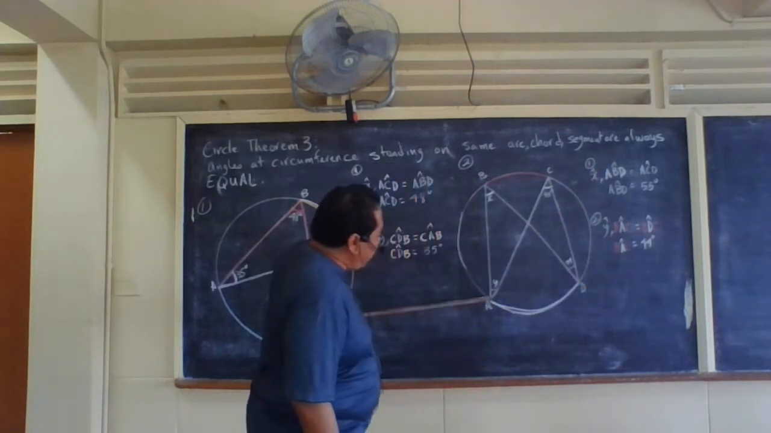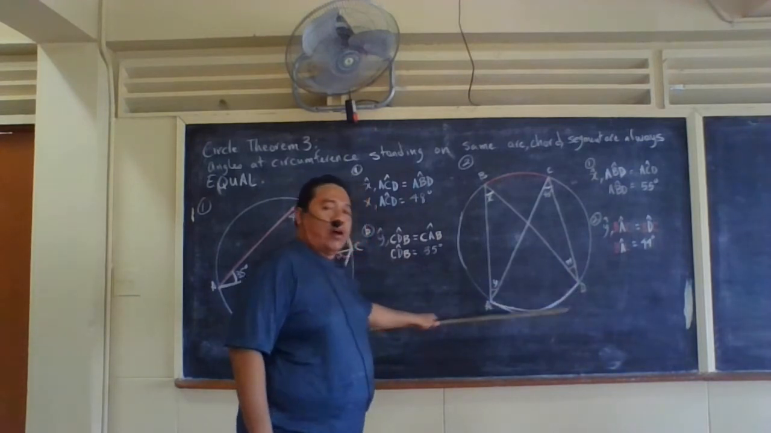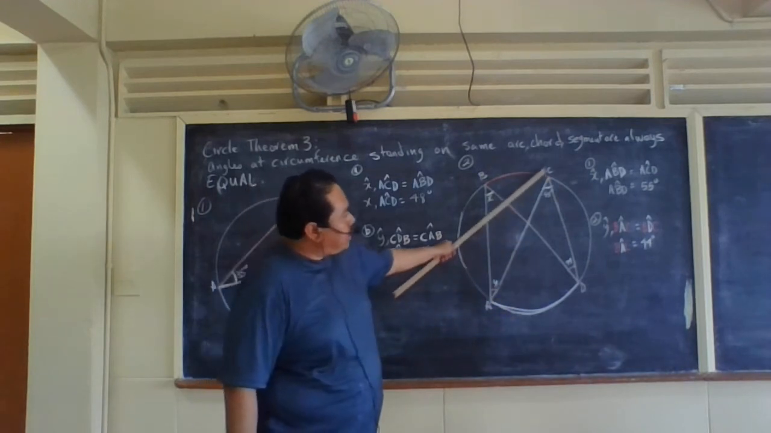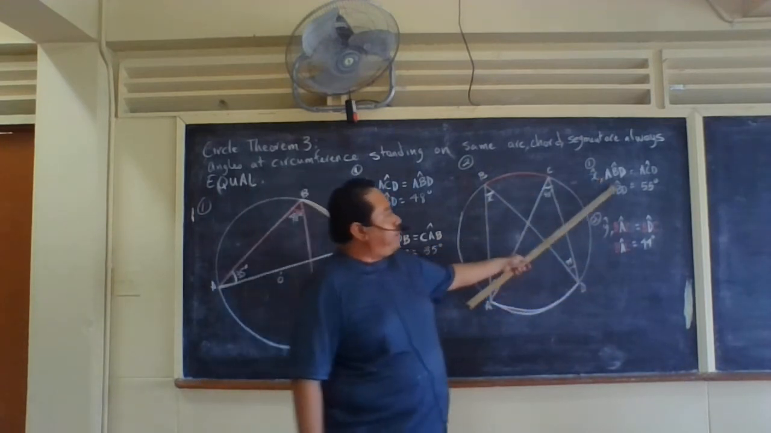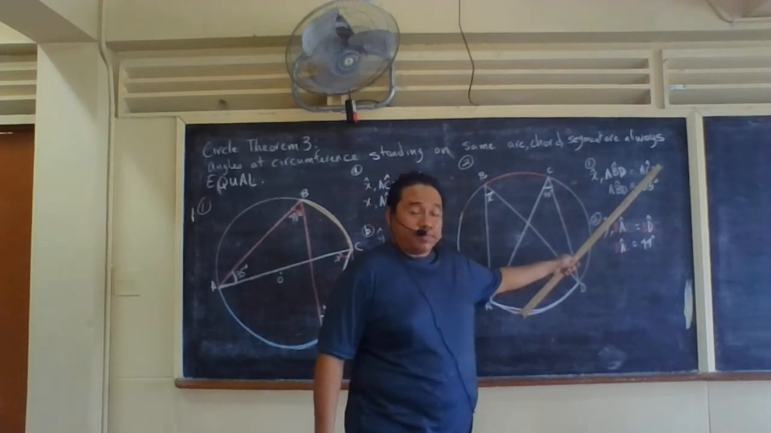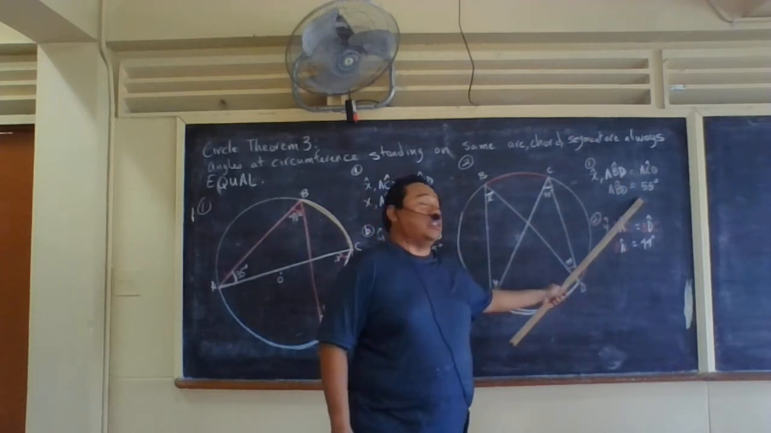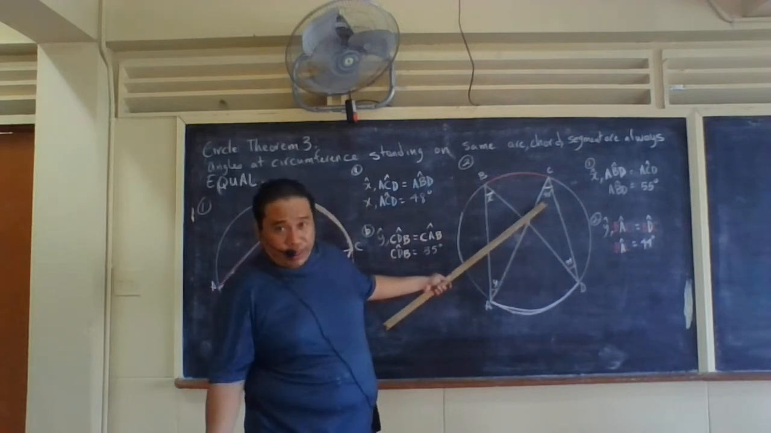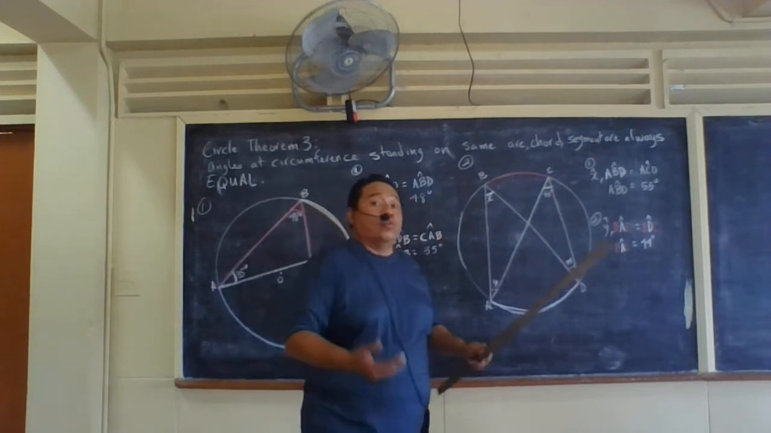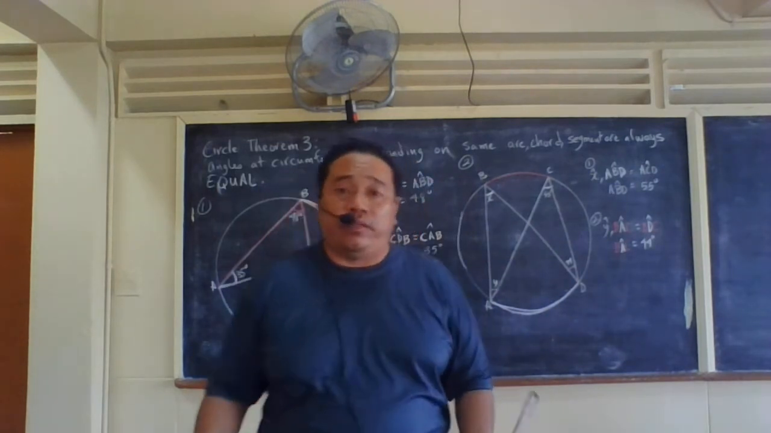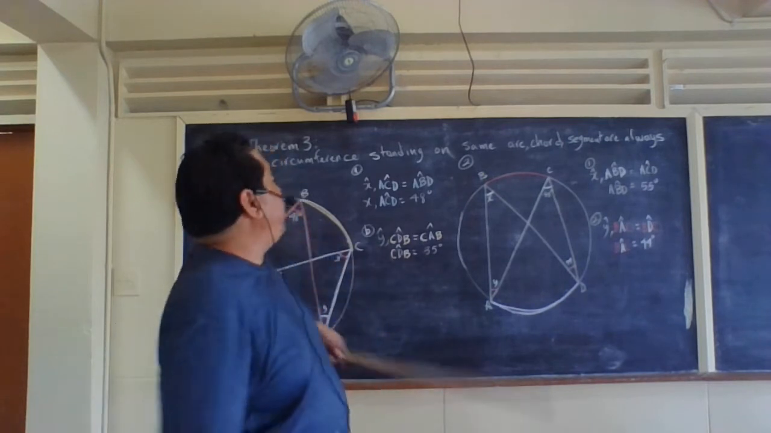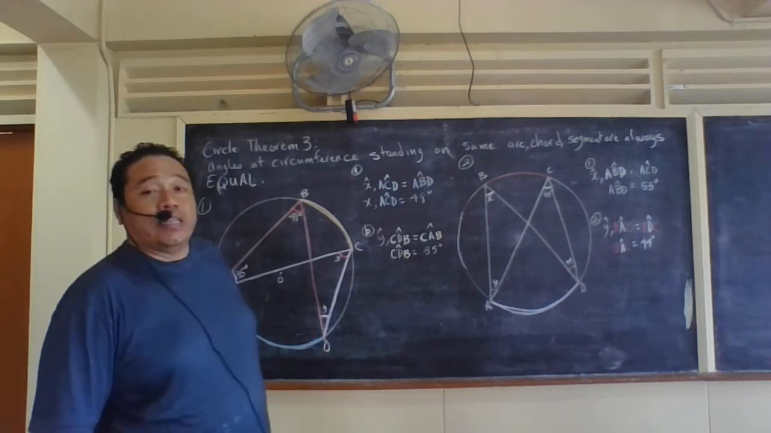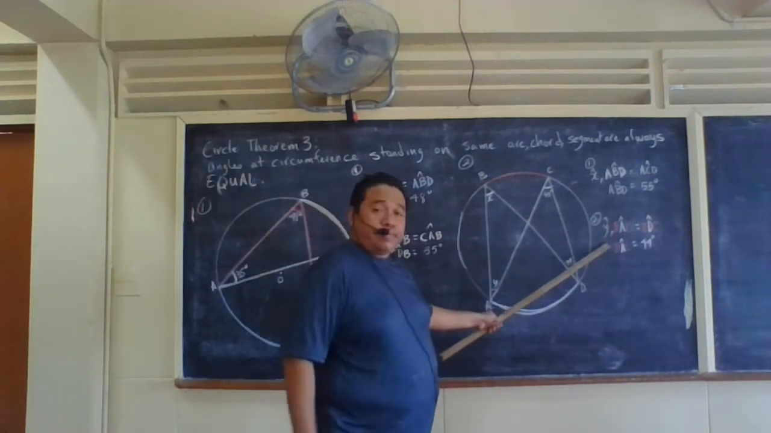Is there any other angle that is formed by the arc AD? Well, there is. ACD. So ABD is equal to ACD. So ABD is equal to the same value as ACD, which is 55 degrees. Again, as I said, no calculation is needed at this point. These are all by property equal.